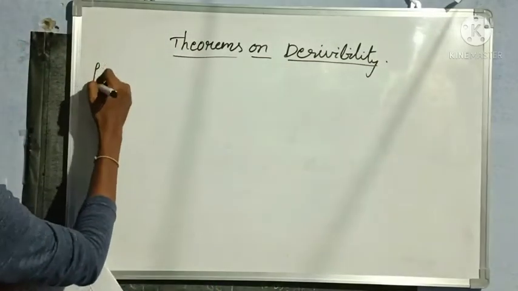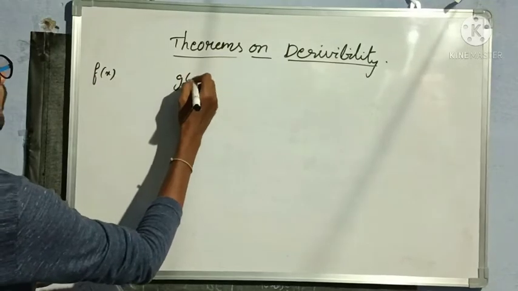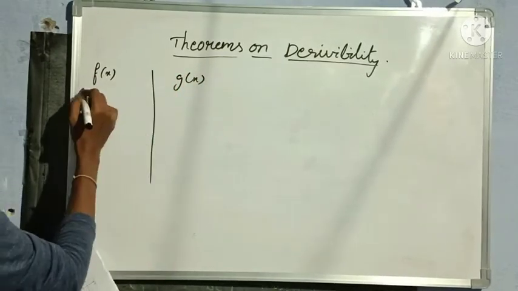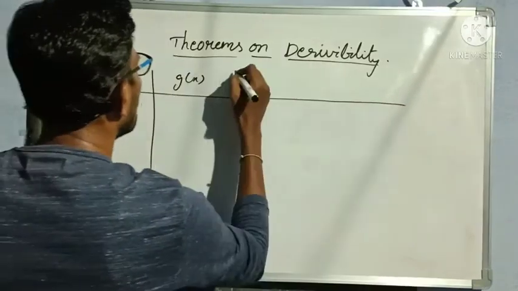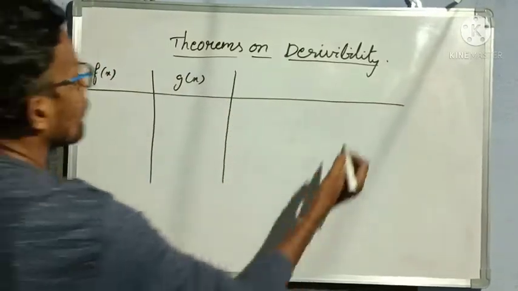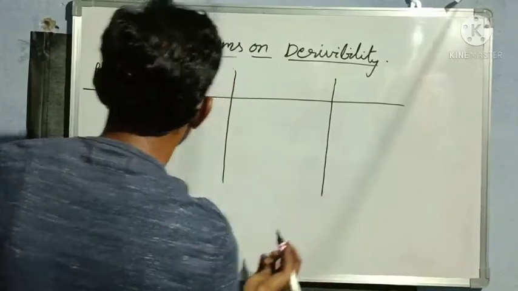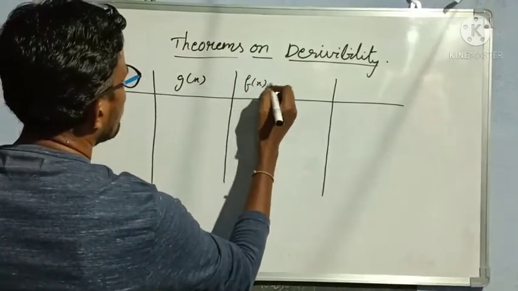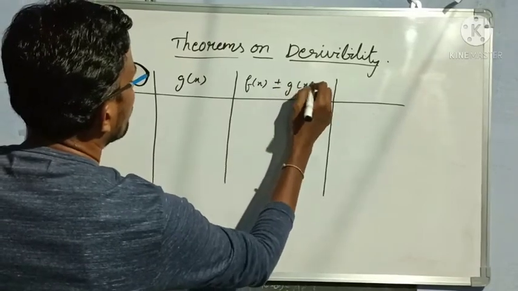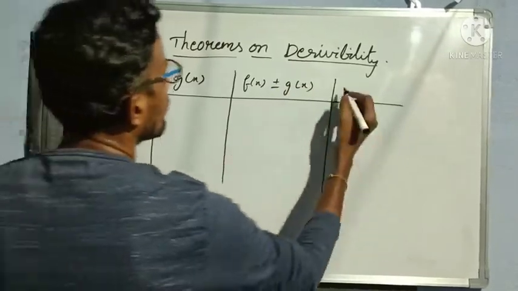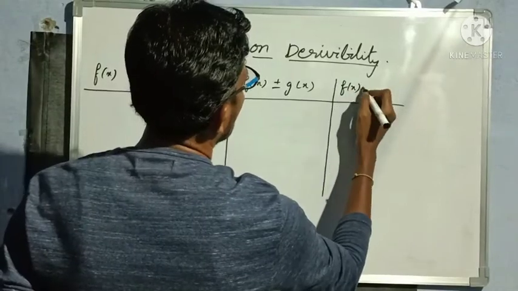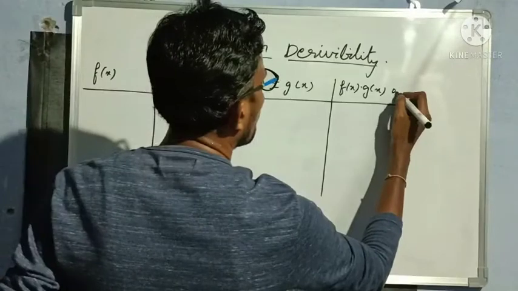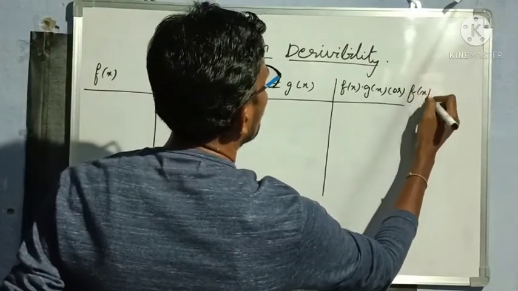So I am taking here two functions, f of x, g of x. Let us see the addition, subtraction, multiplication and division of these functions, whether they are derivable or not derivable, whether all those functions satisfy the given conditions or not. f of x plus or minus g of x, f of x into g of x, or f of x divided by g of x.